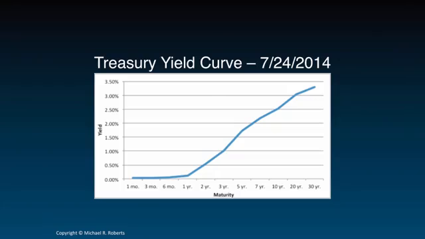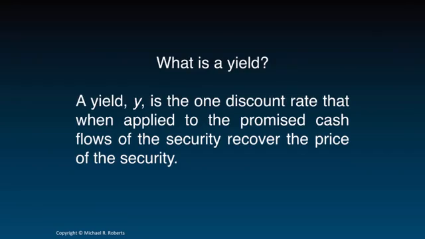Now, let me come back to this notion of a yield and what a yield is. A yield, Y, is the one discount rate that, when applied to the promised cash flows of the security, recovers the price of the security. And that is a mouthful. So let me actually show you a little formula that you're familiar with to hopefully clarify this.